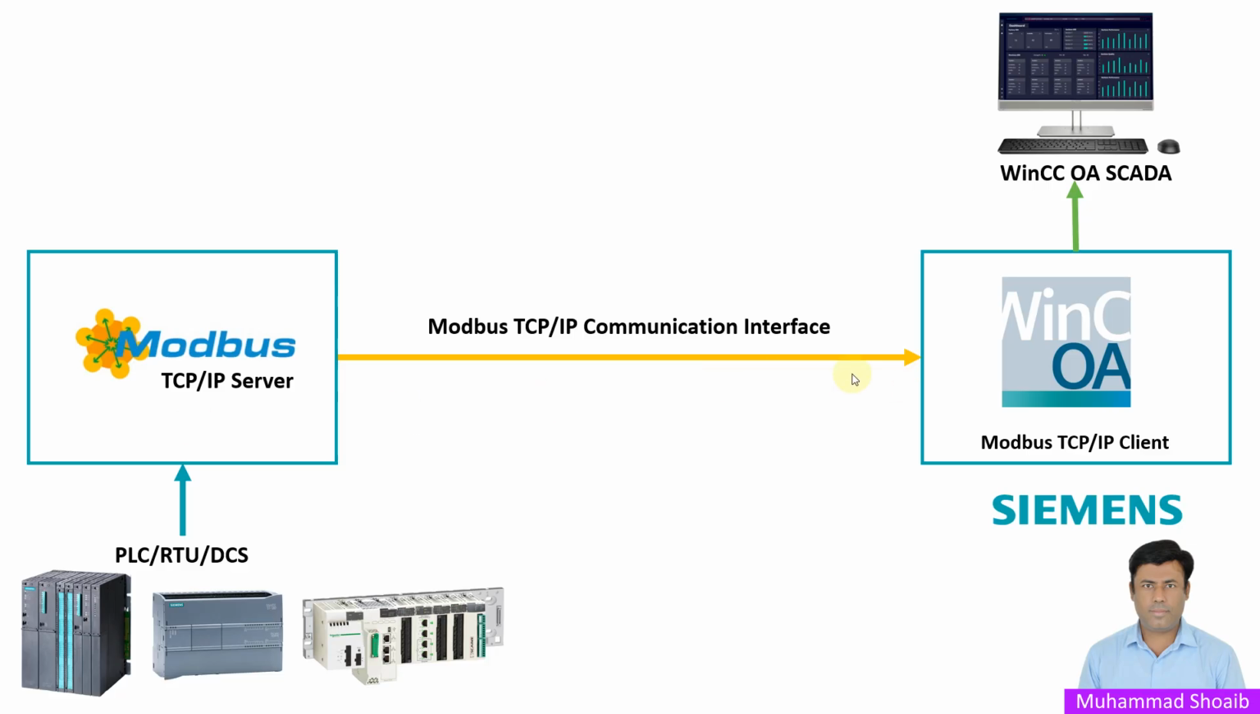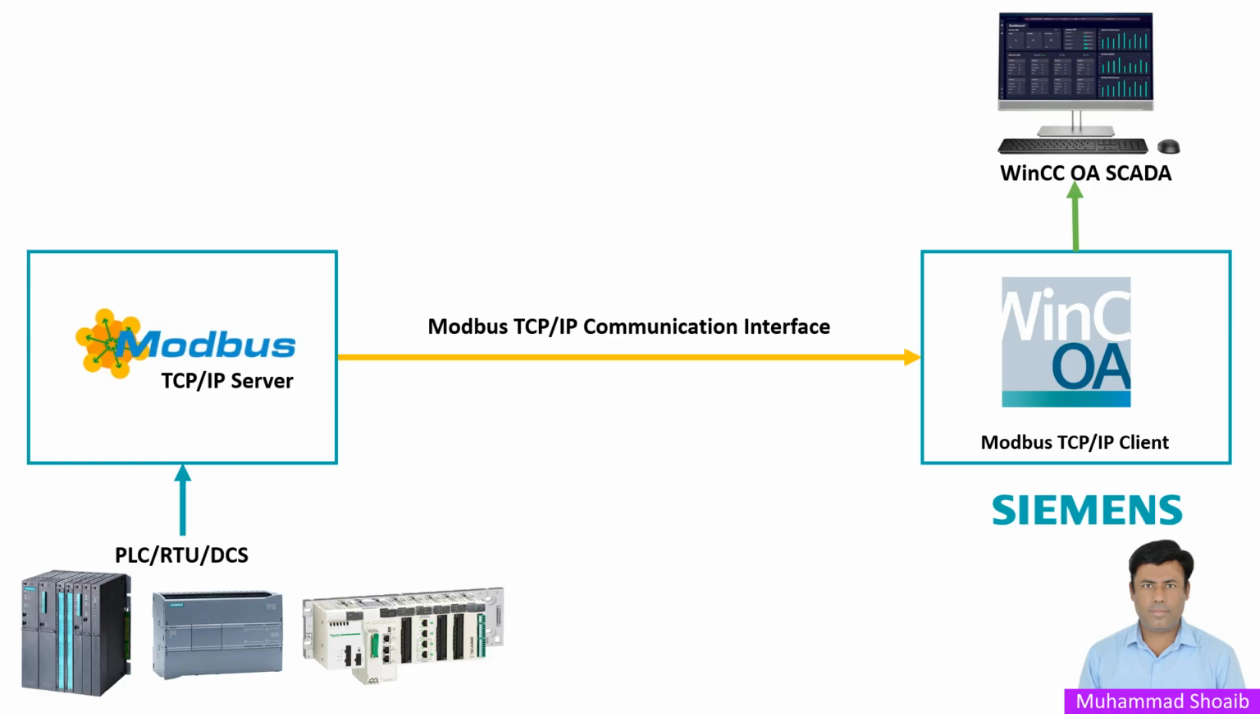In this architecture, you can see our SCADA application, that is WinCC OA, will work as a Modbus TCP client, while the other end, our PLC, RTU or DCS, will act as a Modbus TCP server. Each data atom is defined by a register address in Modbus TCP, such as a holding register or a coil.